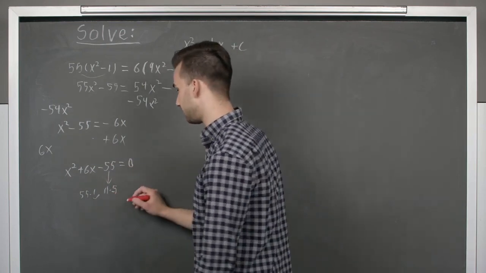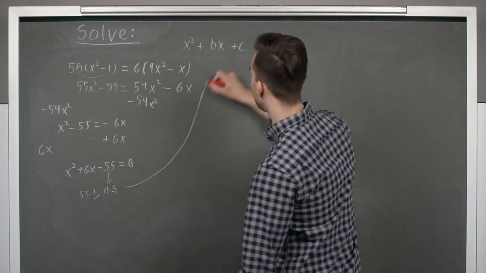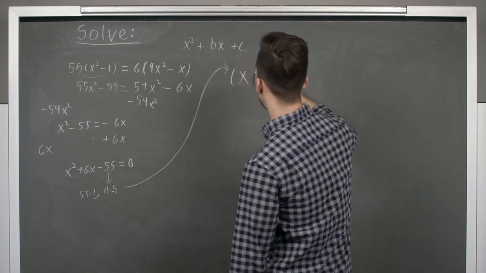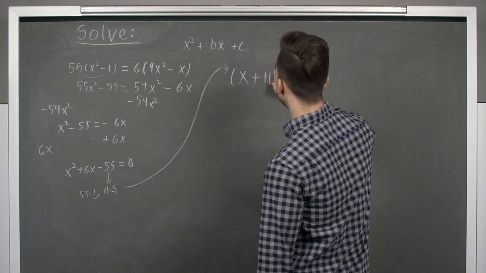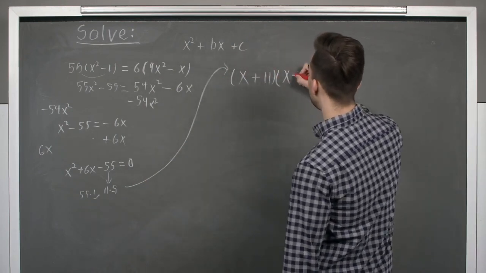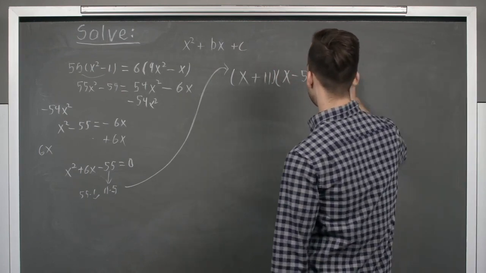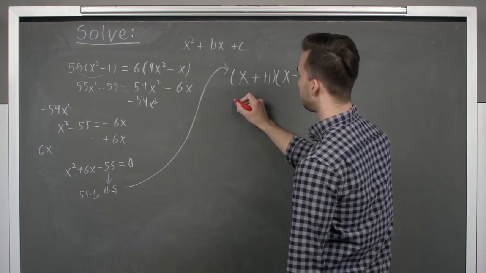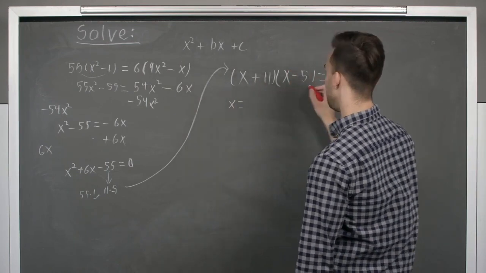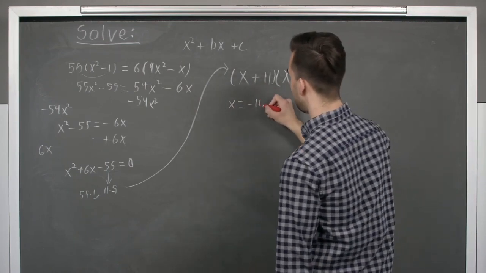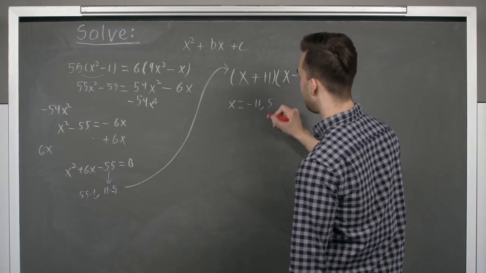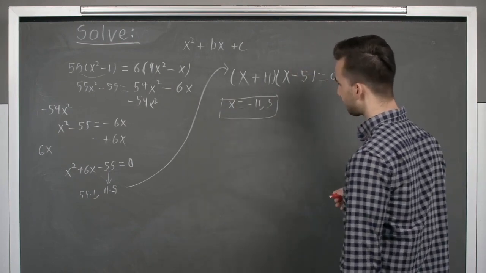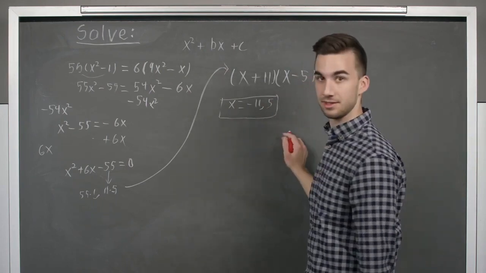So let's write this in factored form. Up here, we can write x plus 11 times x minus 5 is equal to 0. So negative 11 will make this side 0, negative 11 and positive 5. So those are our solutions for x in this example.